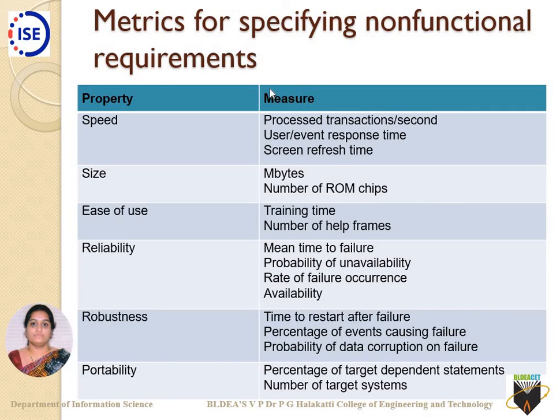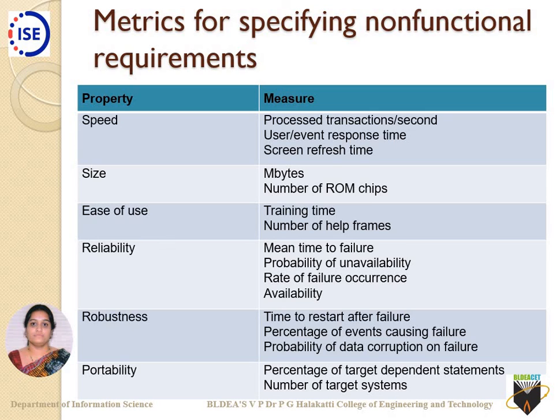So some metrics are there. What are these metrics? Metrics are nothing but the ways in which non-functional requirements are measured. They are measured with these 6 different metrics. What are those? Speed, size, ease of use, reliability, robustness, portability. Speed defines how fast your system is.